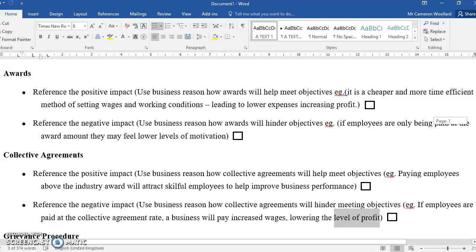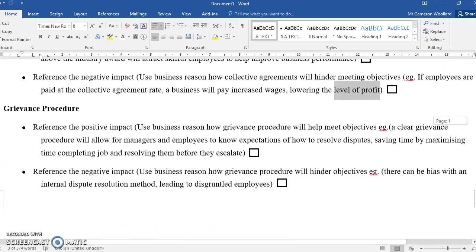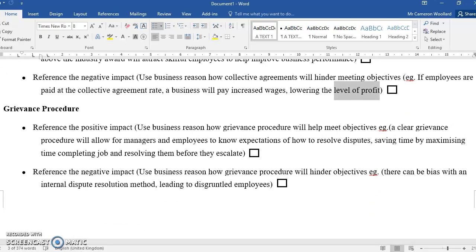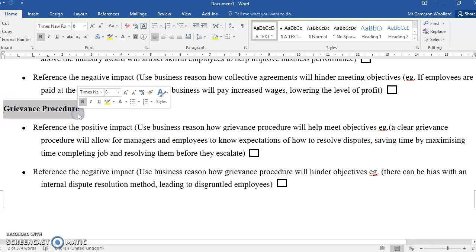The last thing is more about that debating side of things. So we have the union and the human resource manager debating this whole situation. If we have a really well thought out grievance procedure, which we know is a step-by-step process set internally from the business to resolve disputes, that is going to help us out.